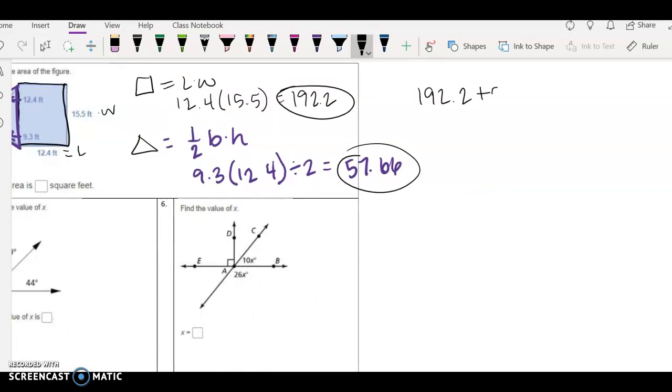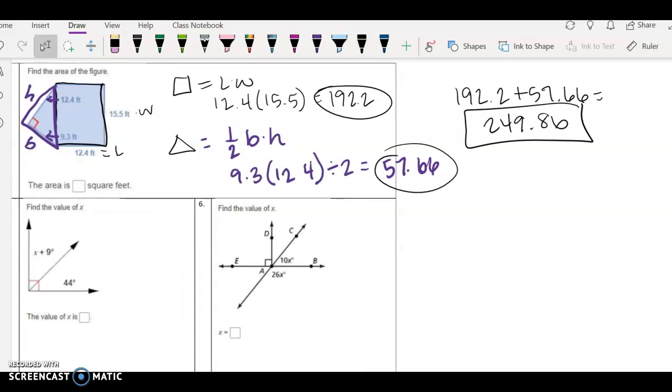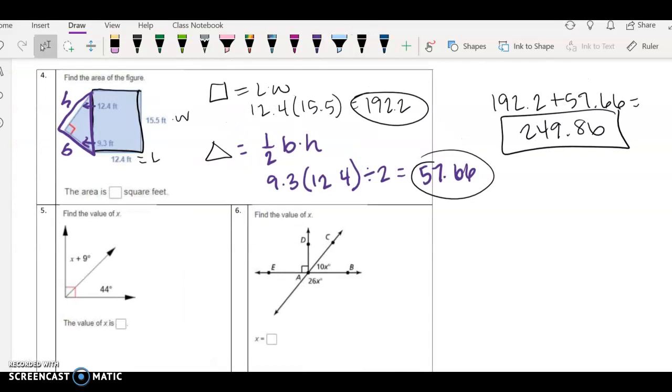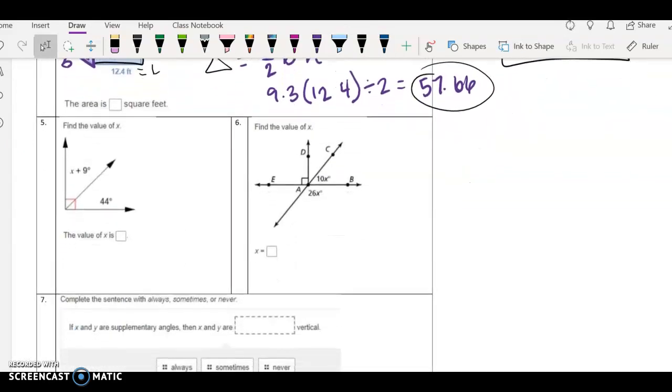192.2 plus 57.66 equals 249.86. So 249.86. So you find the area of each individual shape, and then you add them together.